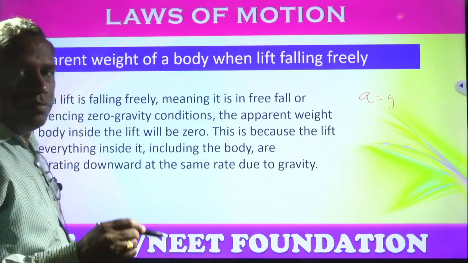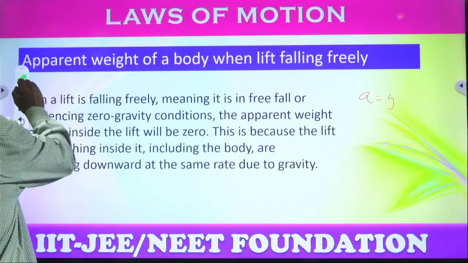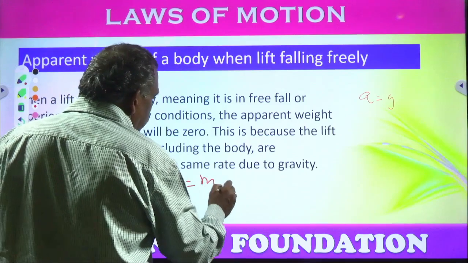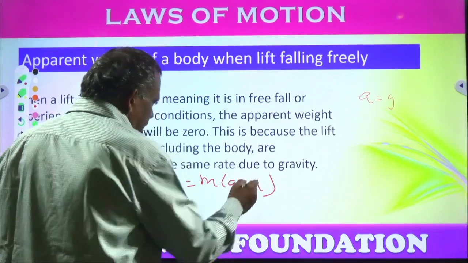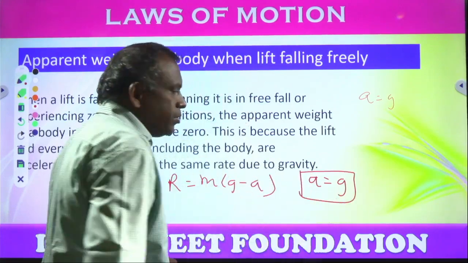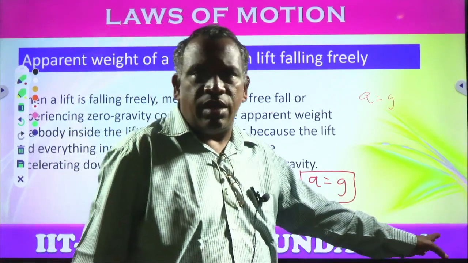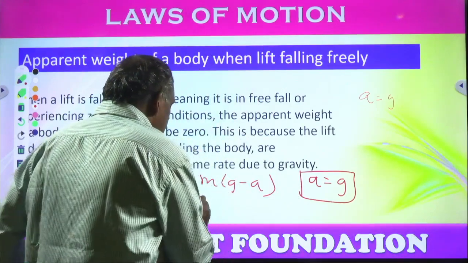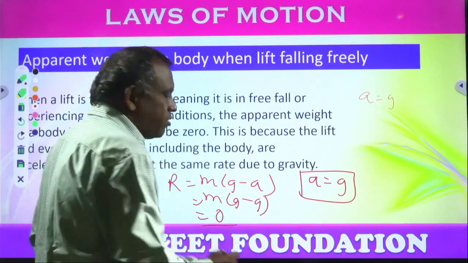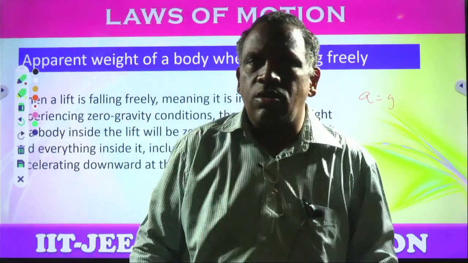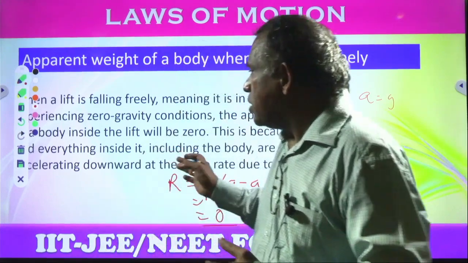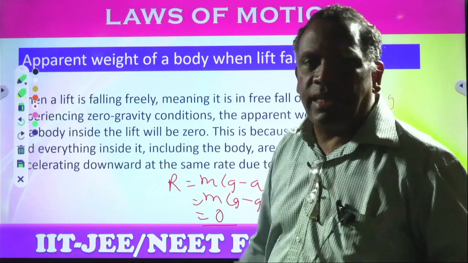So that is the g value, equal to the a value. So R equals m into (g minus a). So a equals g, because the acceleration of a body while it is falling is equal to gravity. Hence m into (g minus g), and the apparent weight of the body is equal to 0. This is called weightlessness. The total weight is nullified, that is weightlessness.